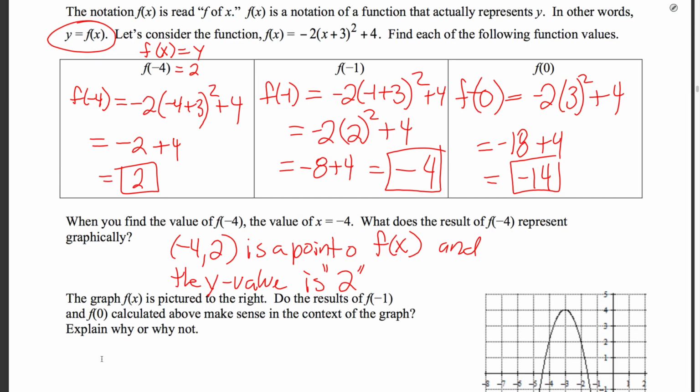Okay, let's move on. Everybody got this copied down? Yes. Where'd you get the 2 from? Right here. F of negative 4 is equal to 2. Gotcha. So negative 4 gives me 2. We plugged in a negative 4, we got back a y value of 2.